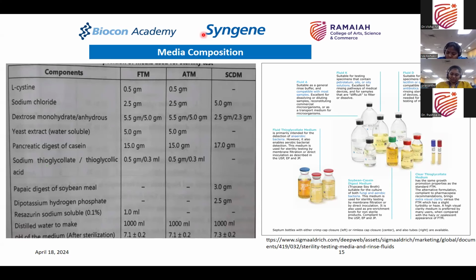So if there is no color change, and if the media is turbid, it indicates that the anaerobic organism has grown. So in case of ATM, there is no resazurin, and the turbidity can be seen.